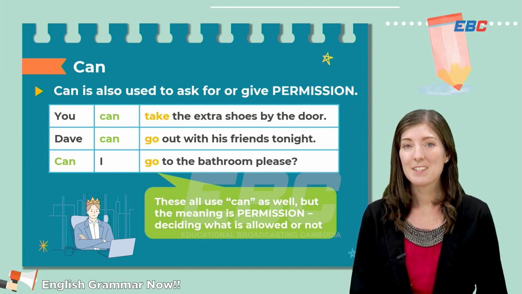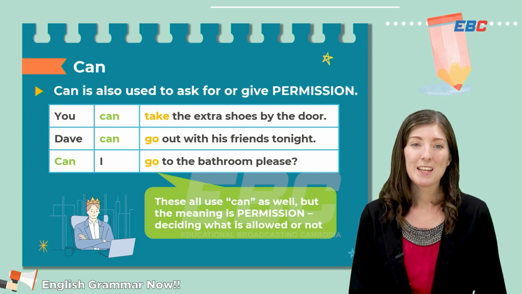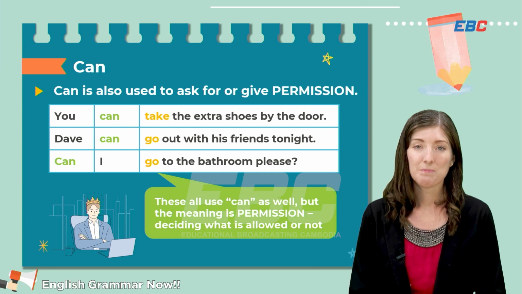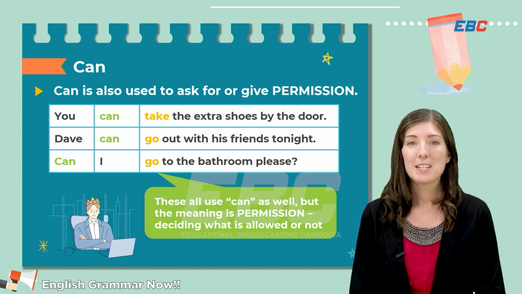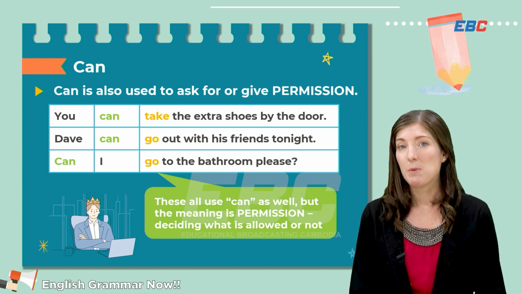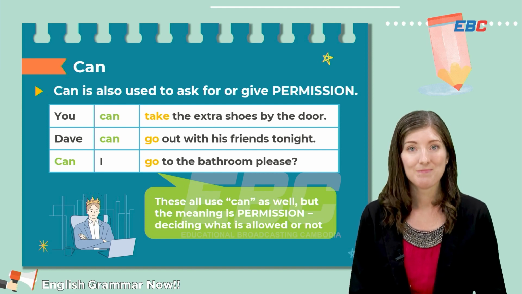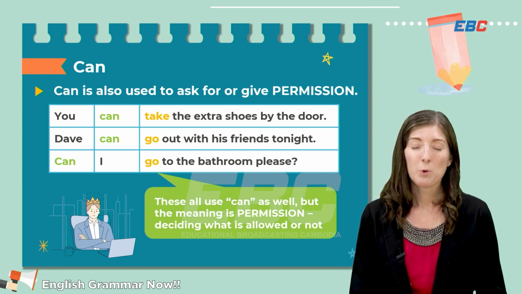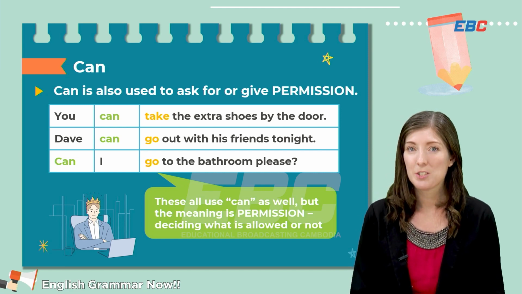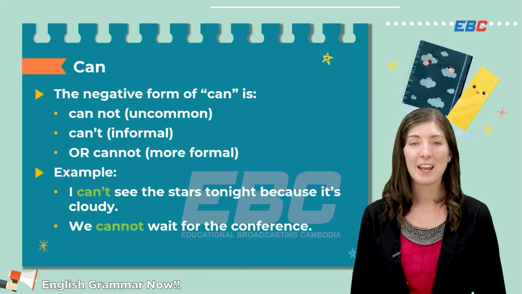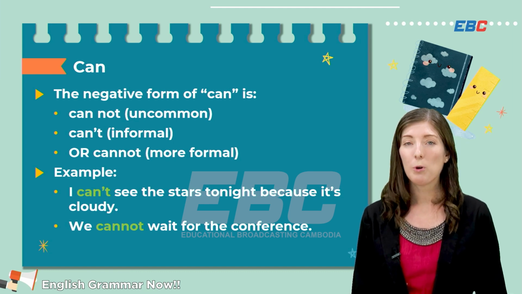When we use can to talk about permission, we mean that someone is deciding what is allowed or not allowed. So, when we're using these sentences, they might come from someone with authority, like your mother or father, maybe your teacher or your boss. So when we use can to talk about permission, we're talking about what we're allowed to do or not allowed to do.